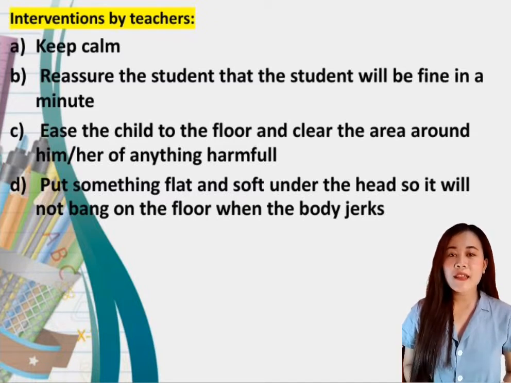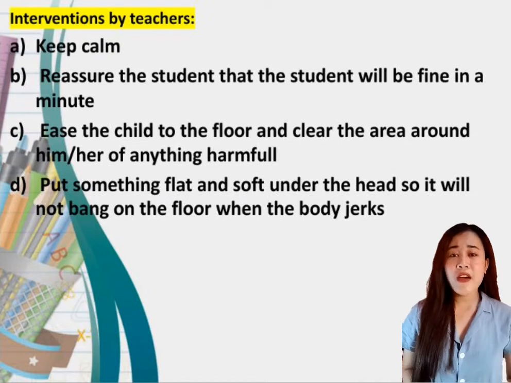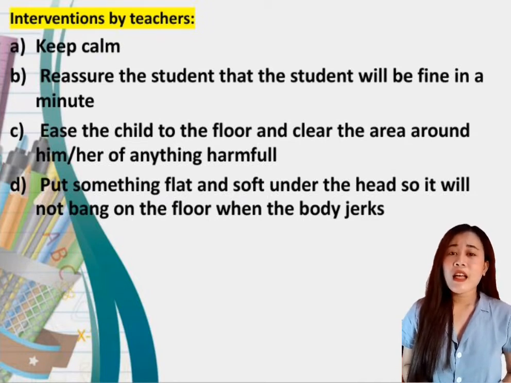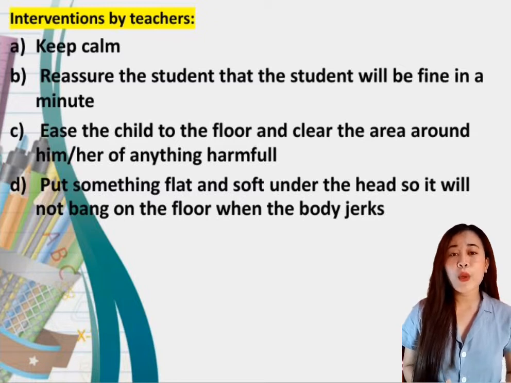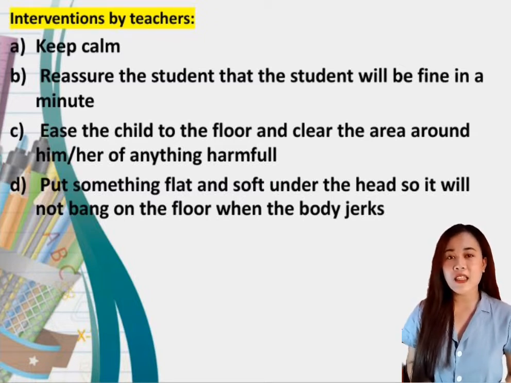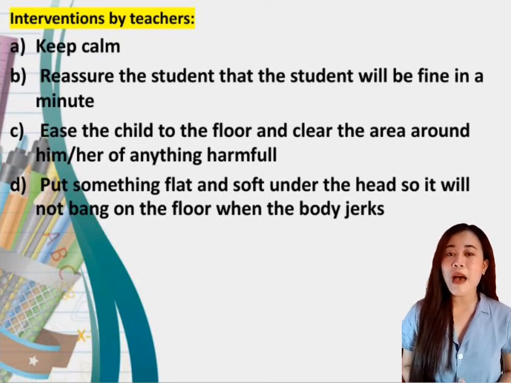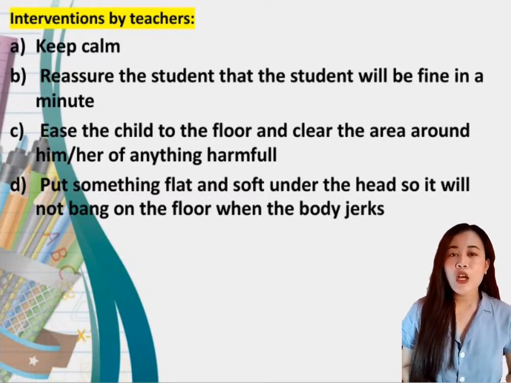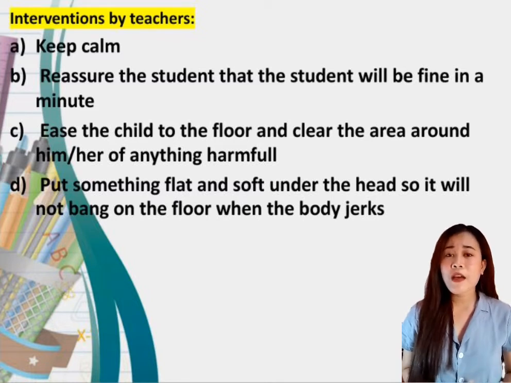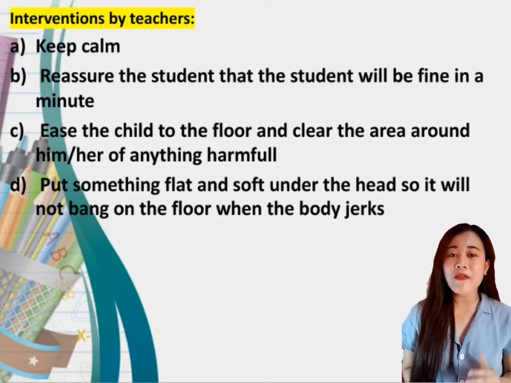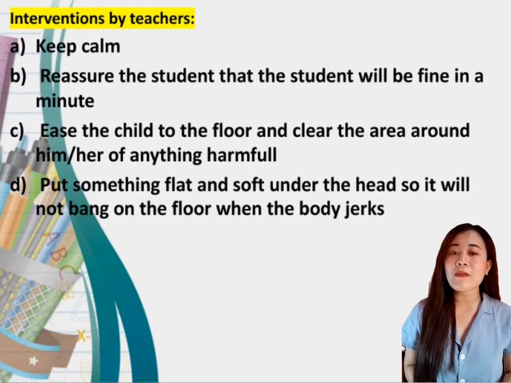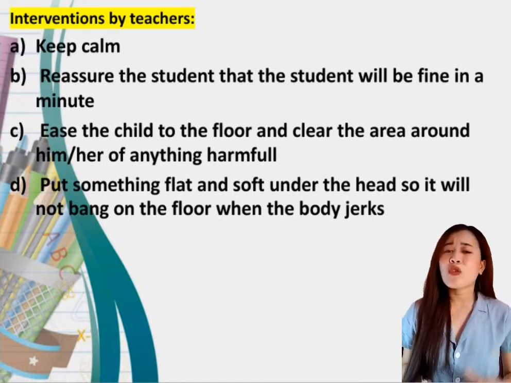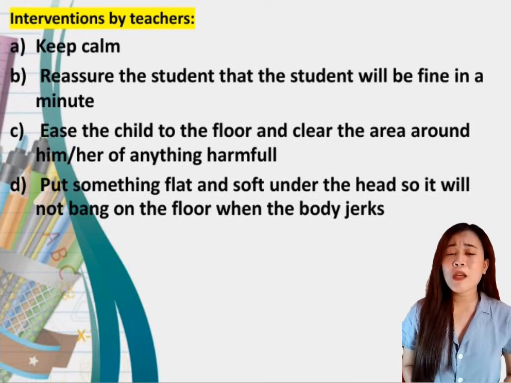Second, ease the child to the floor and clear the area around him or her of anything. We must make sure that our student will not get hurt. Third, put something flat and soft under the head so that it will not bang on the floor when the body jerks. Fourth, do not try to revive the child and do not interfere with the movement. Fifth, turn the body gently to the side to keep the airways clear and allow saliva to drain away. The welfare of a child depends on the teachers. Those are the things that the teacher should follow.